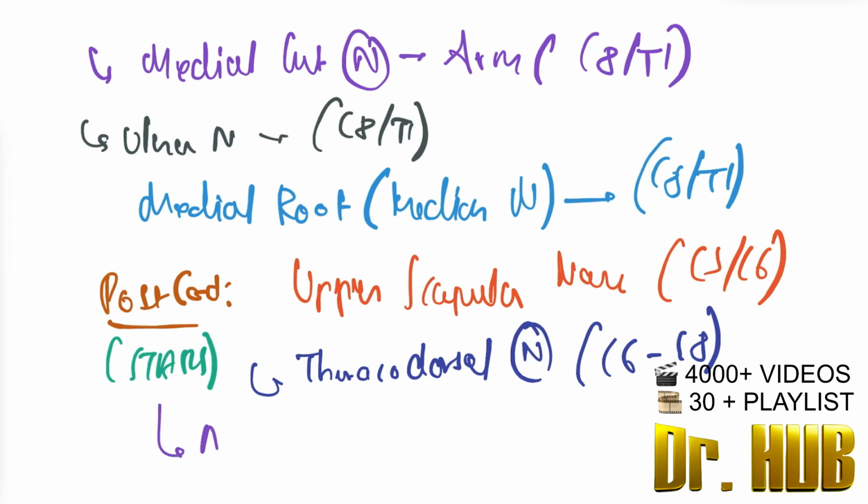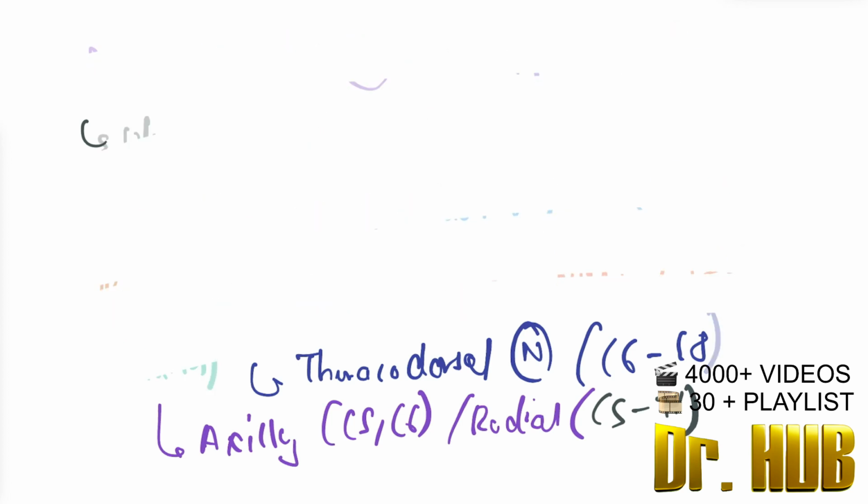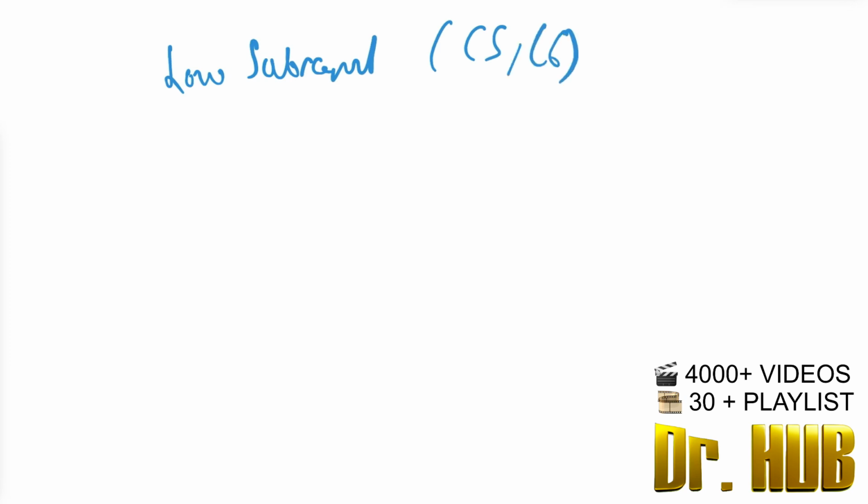Next is the axillary. Axillary is C5 to C6. Then comes the radial. The radial will be the C5 to the T1. Lastly, the lower subscapular. This is going to be the C5 to the C6. So let's look at the diagram.